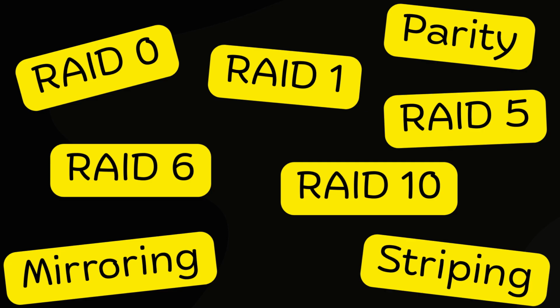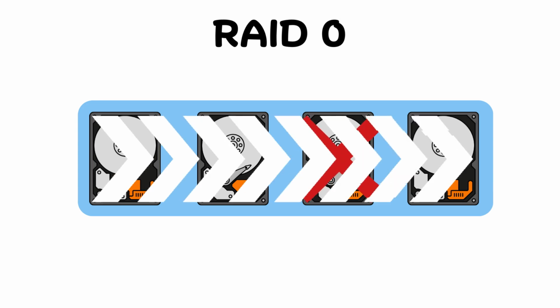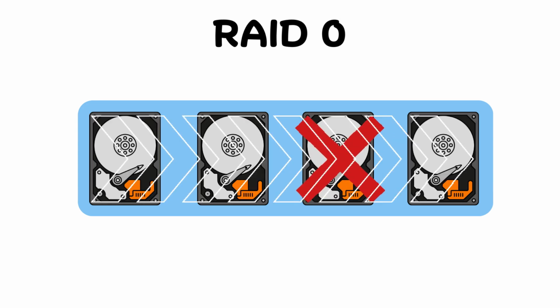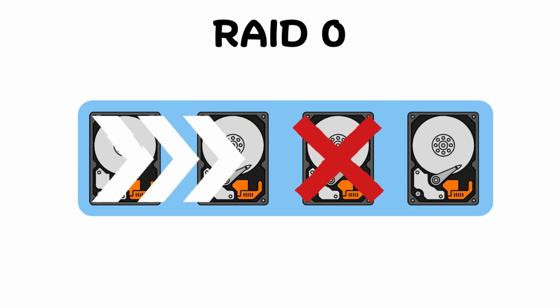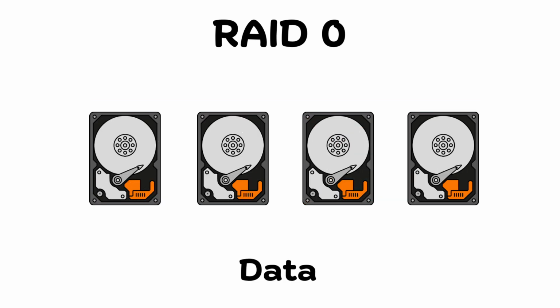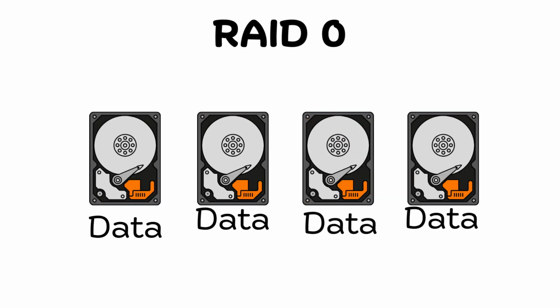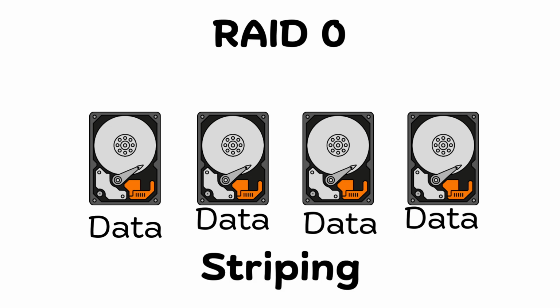There are several RAID levels, and in this video we'll explore the most common ones, along with what each is actually used for. We'll start with RAID 0, as it's the easiest way to understand how RAID works. So earlier I mentioned that RAID is either used for performance, disk failure, or a combination of the two. RAID 0 focuses entirely on performance. It works by splitting data across multiple hard drives, a process called striping.